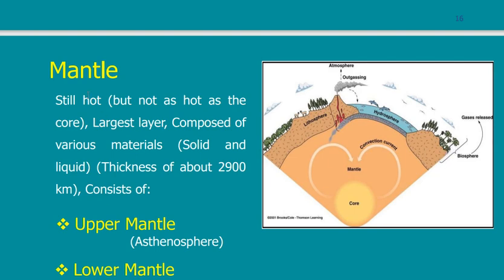So the mantle, which is the layer that we are going to study now, is the layer following what? The crust. This is very good. The layer following the crust. It is divided into two parts, upper mantle and lower mantle. See here how many terminologies we have to memorize. Upper mantle is called the asthenosphere. Lower mantle is called the mesosphere.